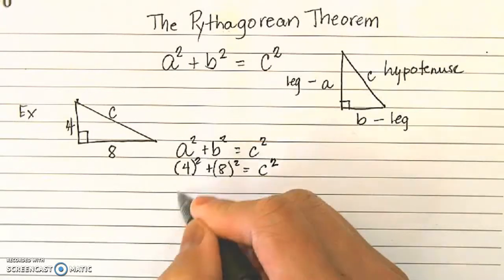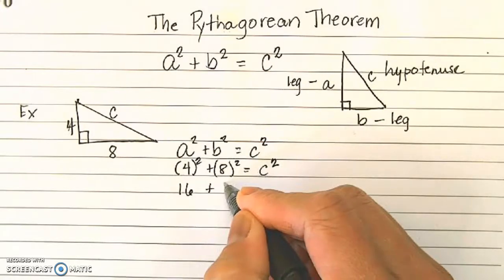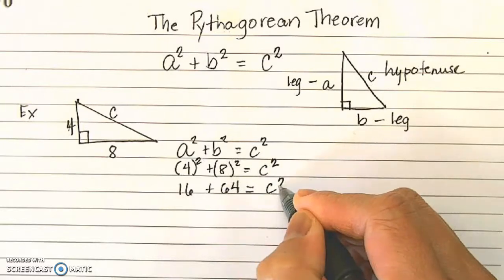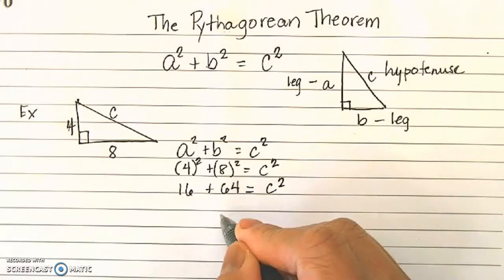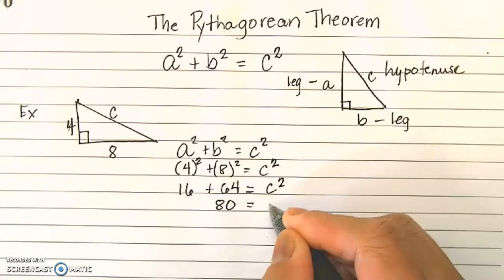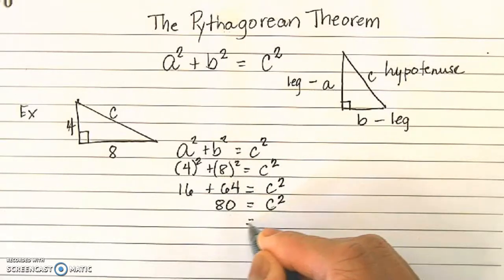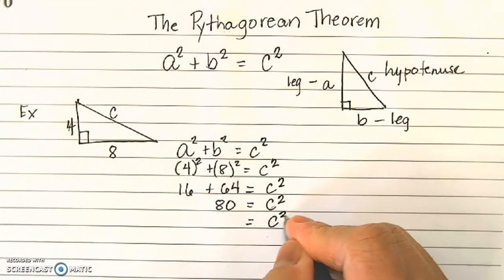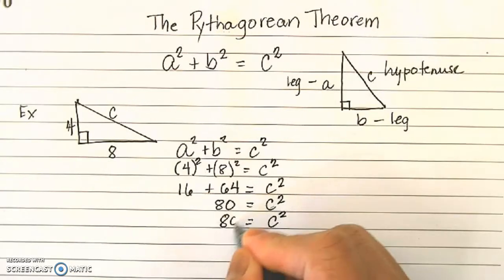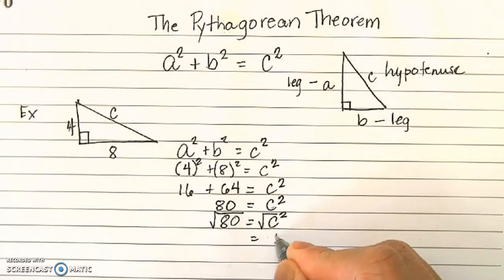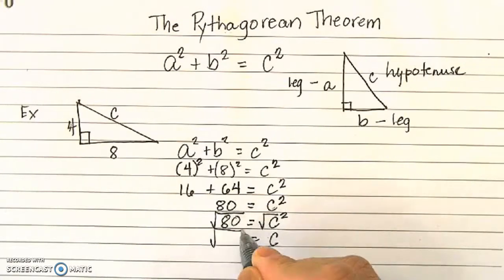And this is now going to become 16 plus 64 is equal to c squared. This is going to be 80 is equal to c squared. So your c, we're not looking for the c squared, we're looking for the c. So you must do this. So now your c is square root of 80.